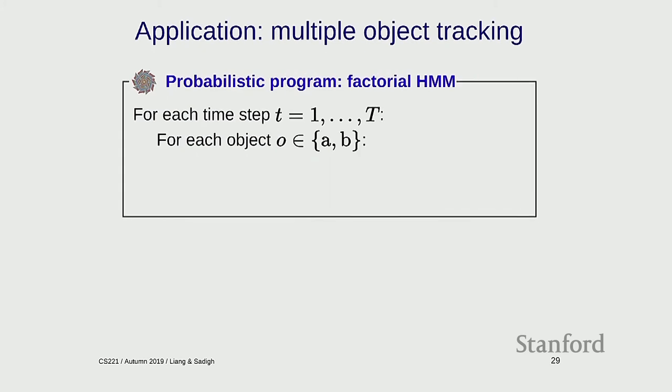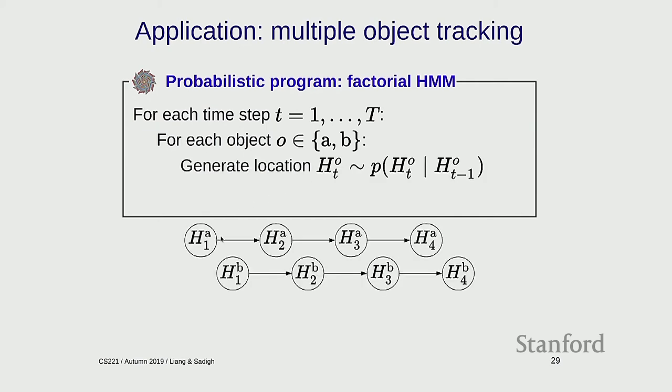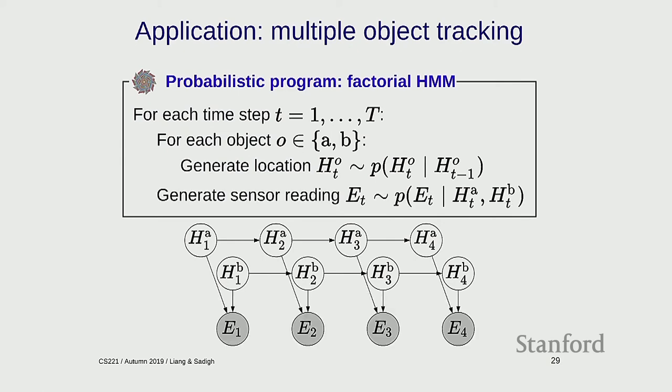So now, with this kind of programming metaphor, you can actually do more complicated things in a very succinct way. So to describe multiple object tracking, you can think about there being two objects, A and B, and at each time step and for every object, I'm going to generate a location for that object. And this is going to be two independent Markov chains, which are running. But the thing is that at each time step, I only observe one sensor reading, and that sensor reading is going to be some combination, some function of the actual locations of the objects at that particular time step. Okay? So now hopefully you can see a little bit of the advantage of thinking in terms of a program, because I can write this very simple four-line program that very precisely nails down what the actual model is. And in particular, this factorial HMM, as it's called, is something that you're going to be exploring in the car assignment.